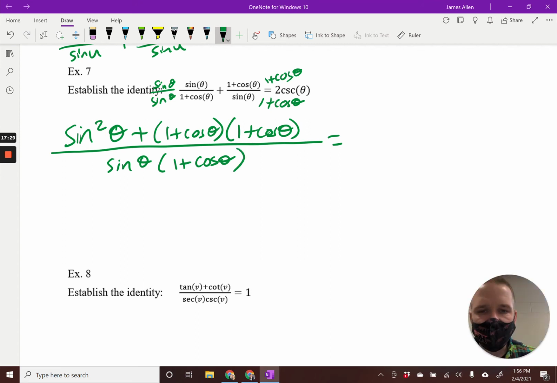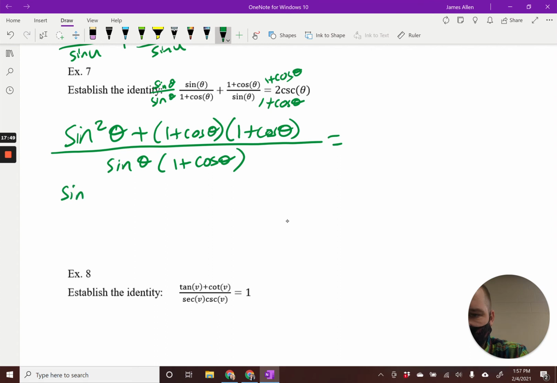Parenthesis. So I'm going to FOIL out the 1 plus cosine theta times 1 plus cosine of theta, because that's going to give me a cosine squared theta, isn't it? And if I'm thinking ahead, which is always good, if that's paired up, added with sine squared of theta, I can use a Pythagorean identity. So here's what we got.